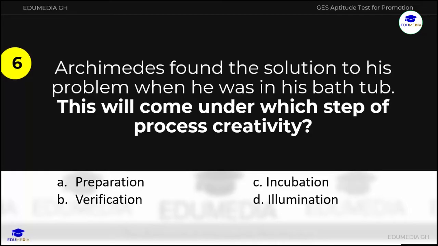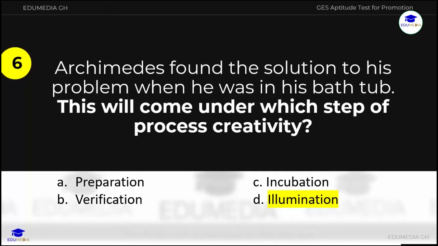Question number 6. Archimedes found the solution to his problem when he was in his bathtub. This will come under which step of process creativity? Option A, preparation. Option B, verification. Option C, incubation, and then option D, illumination. The correct answer is D, illumination.